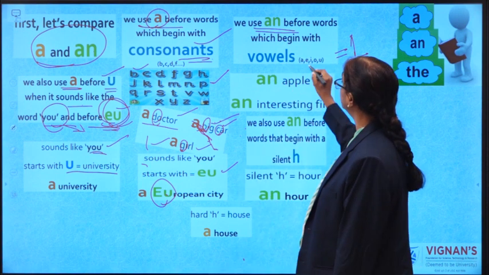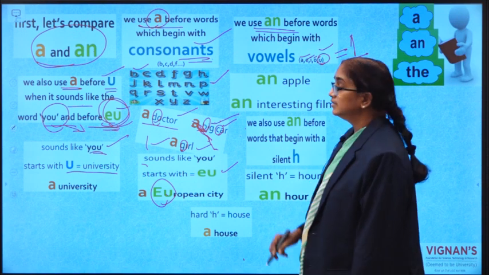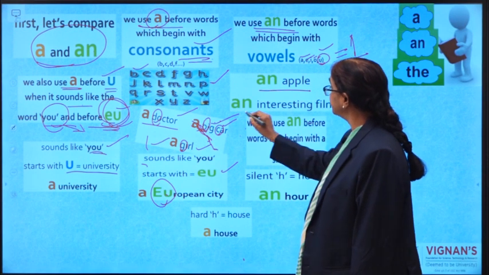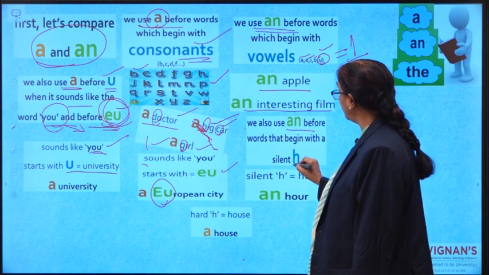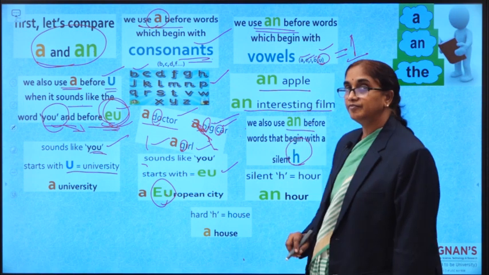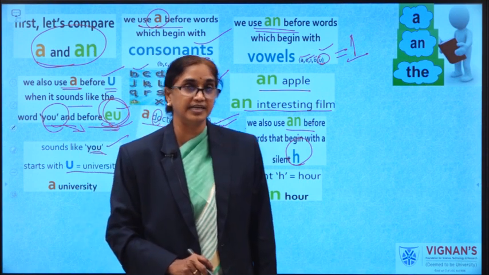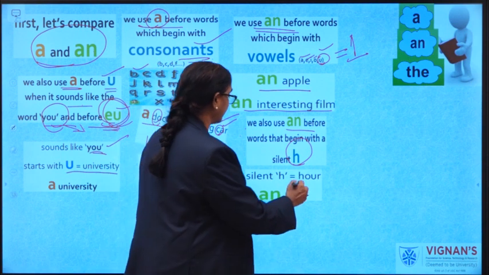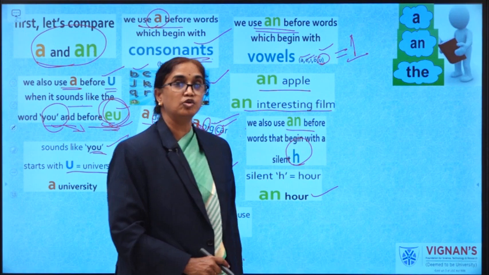What are the vowel sounds? A, E, I, O, and not U but U. These are the vowel sounds. So, for example, an apple, an interesting film. We also use an before some words which take H, where H is silent and is not accentuated. For example, I waited for an hour at the bus stand, but no bus came.